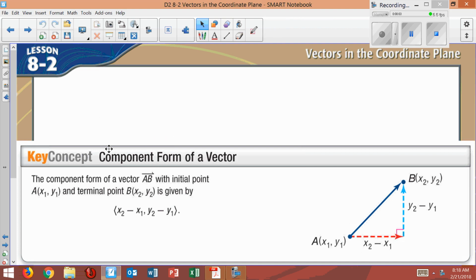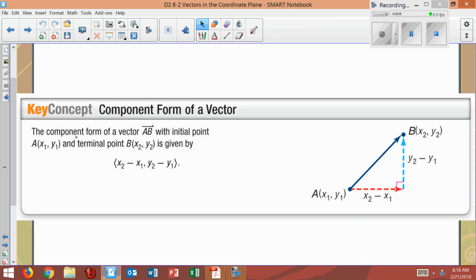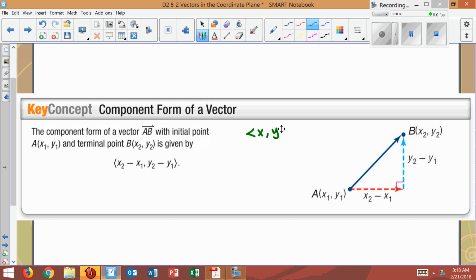And now we'll look at component form of a vector. The component form of a vector is, if you remember from 8-1, where we have a vector that looks like this. You'd have an x value and a y value. That's component form. Here it shows how we find it.